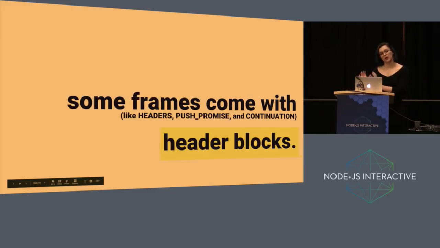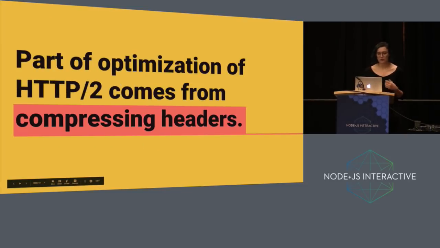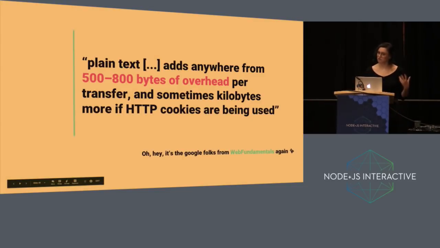So this is when we want to talk a little bit about how header compression happens. Compressing HTTP2 headers is part of my little list of HTTP2 wins. We said compressing headers is one of the main ways of sending less data over the wire. So why would that be important? Well, with just any kind of header, you add about 500 to 800 bytes of overhead just to transfer some information that you want the server or the client to know between the two endpoints. And sometimes it can in fact be kilobytes of information being sent over.